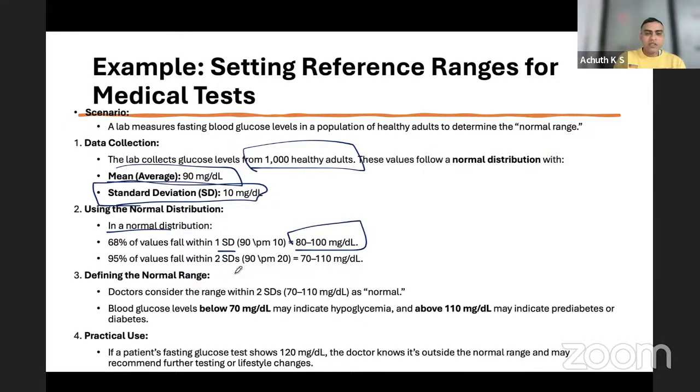In 95%, in two standard deviations, it varies from 70 to 110. Why is this? When you are considering 95% of the population, 70 to 110, anything above this is abnormal. Anything below this is also abnormal. Either it is hypoglycemia or it is prediabetes. This range has to be specified for the sake of what? To make the diagnosis. Anywhere outside this normal range can be diagnosed as some disease or some abnormality.